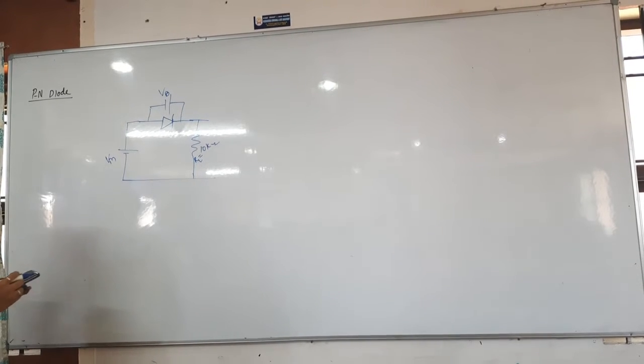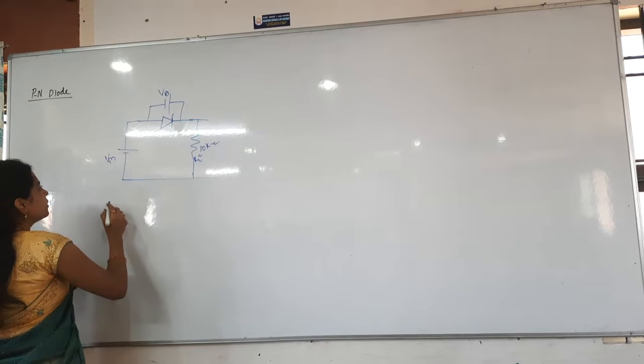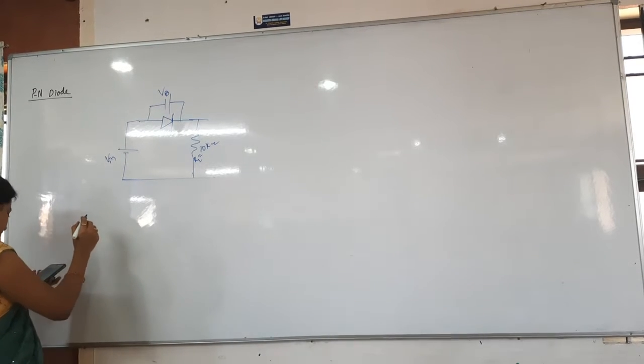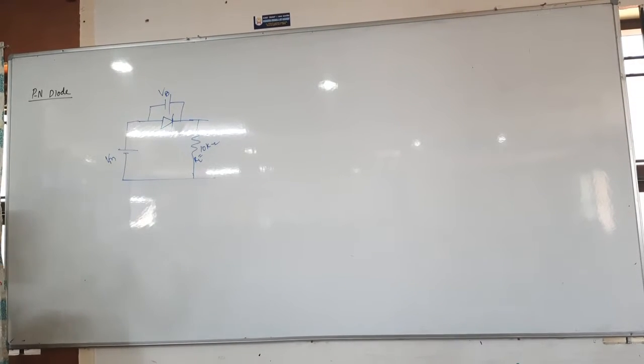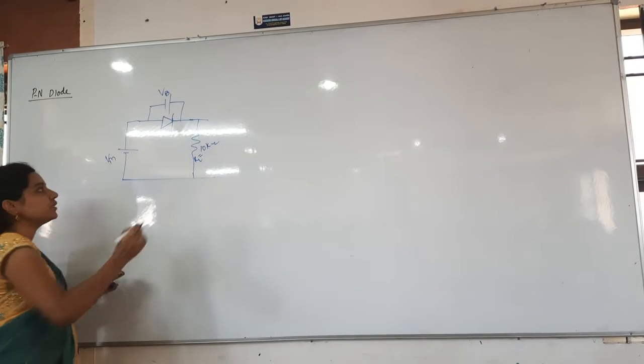In that first question, if the barrier voltage is 0.7 volts, then find, in question 1 only, part A: the output voltage across RL.